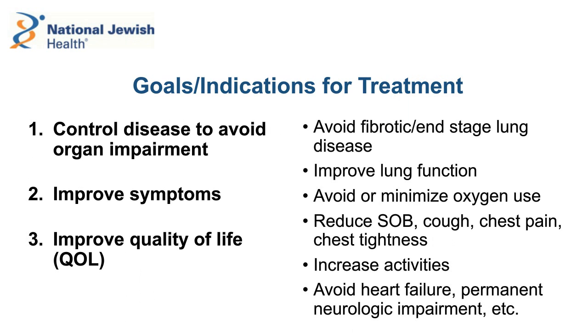So when do we treat? Well, we don't treat just anybody who has sarcoidosis. Some folks, as I mentioned, actually will have resolution of their disease. And so those people, we probably don't want to mess around with the lung's normal healing response. But we try to control disease so that people don't end up with organ impairment. For pulmonary disease, for example, on oxygen. To improve symptoms, quality of life. Again, in pulmonary sarcoidosis, to avoid fibrotic or end-stage lung disease, improve lung function, talked about the oxygen, increase activities, and then for other organs, avoid heart failure, permanent neurologic impairment, disfiguring skin disease.